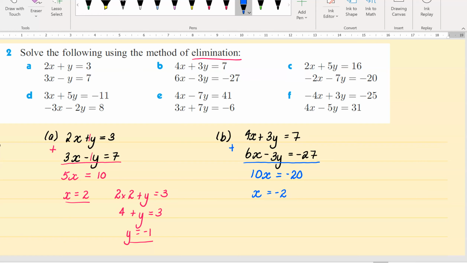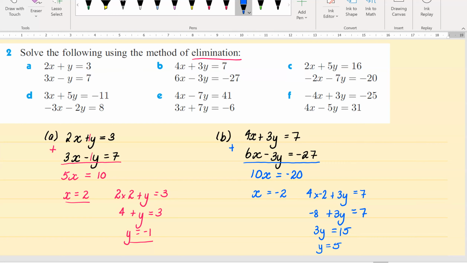Remember, you're not done. We have to pop this back in to get our y value. I'm going to pop it back into the original one. So this becomes 4 times, instead of x is minus 2, so it's 4 times minus 2 plus 3y equals 7. 4 times minus 2 is minus 8. How do I get y by itself? We have to get rid of the take 8, so we plus 8. So we end up with 3y equals 15. To get rid of the times 3, we divide by 3, so y is 5.